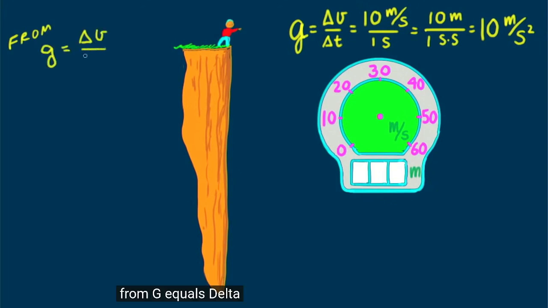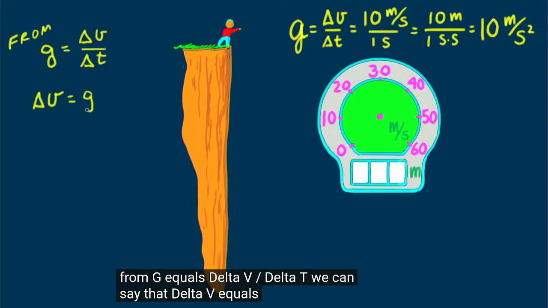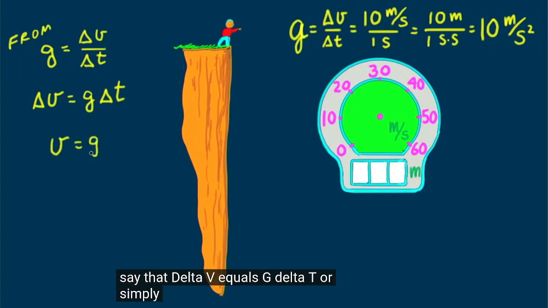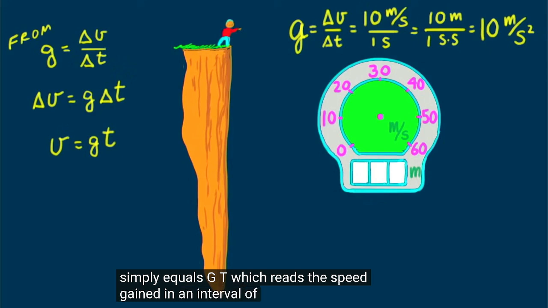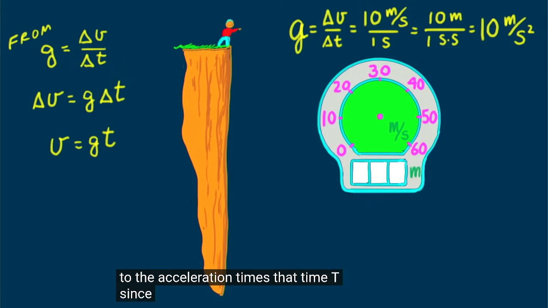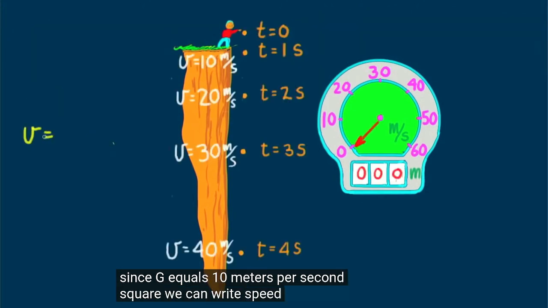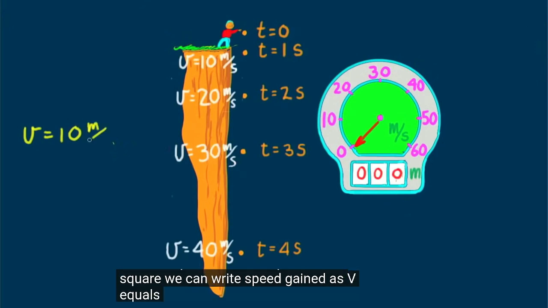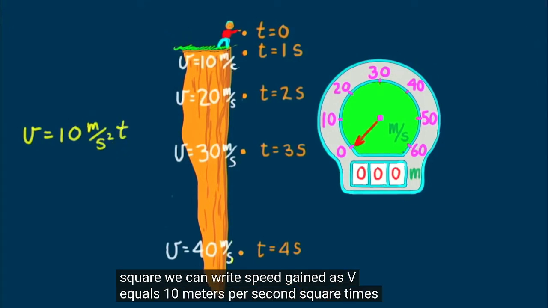From g = Δv/Δt, we can say that Δv = gΔt. Or, simply, v = gt, which reads, the speed gained in an interval of time t is equal to the acceleration times that time t. Since g equals 10 meters per second squared, we can write speed gained as v = 10 meters per second squared times t.